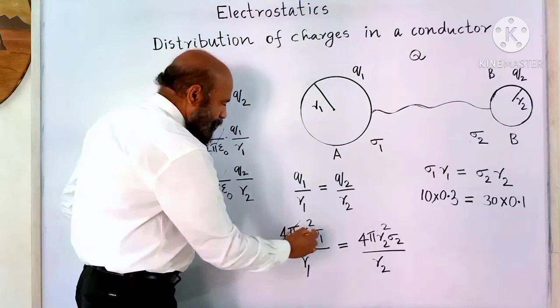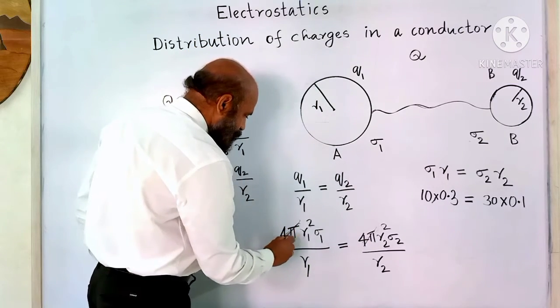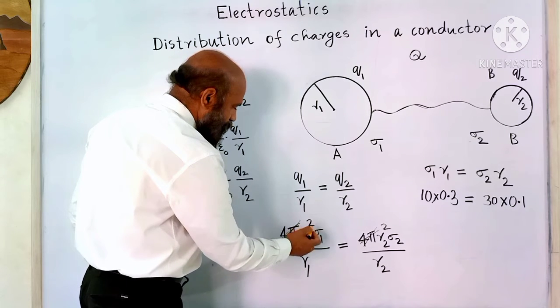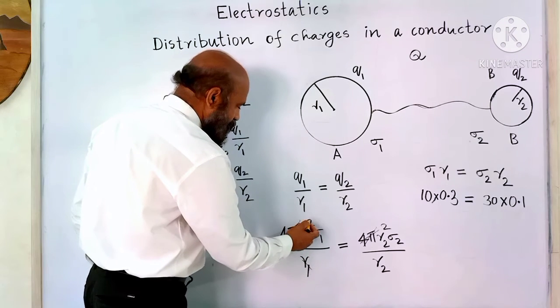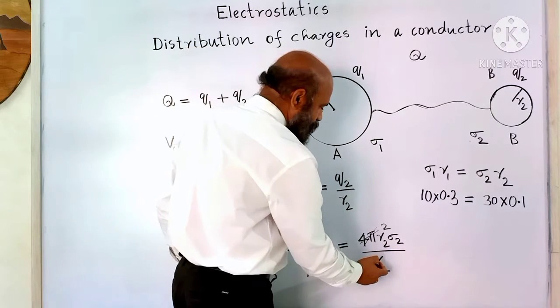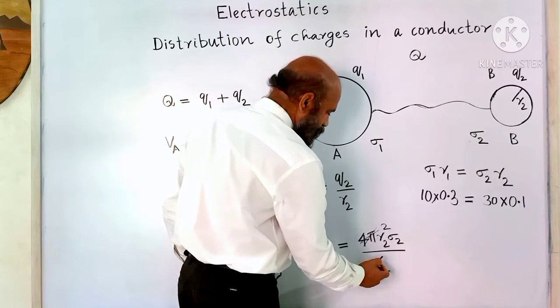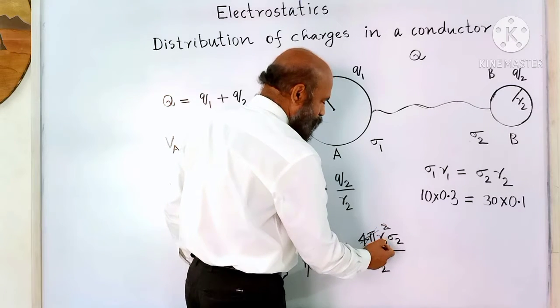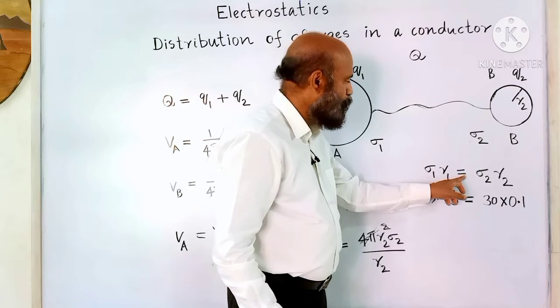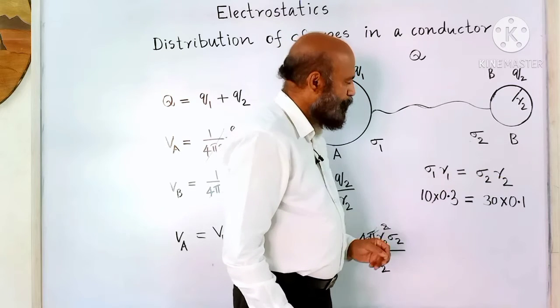Now 4 pi will get cancelled. Then R1 square will get cancelled and it will be R1 sigma 1. Here R2 square, one R2 will get cancelled. So R2 sigma 2. Sigma 1 R1 is equal to sigma 2 R2.